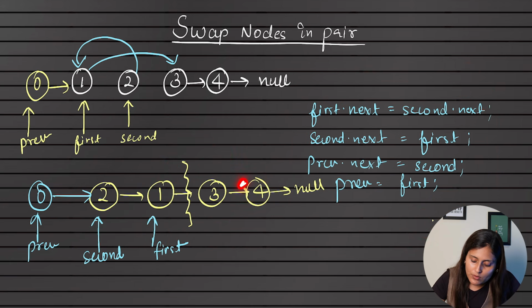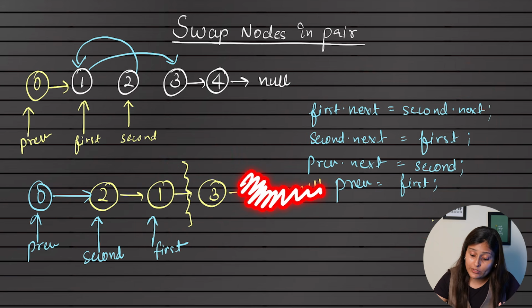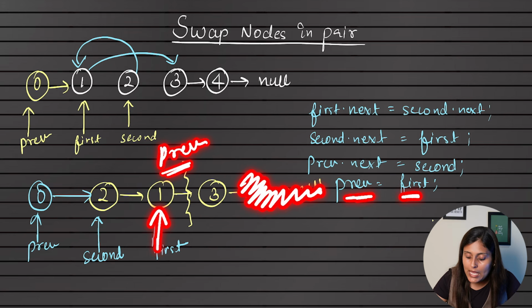Yes. Now suppose 4 is not there. Suppose only 3 is there. Where is your previous? It is at first. Why? Because you just shifted your previous to first. Now previous dot next is there, but no further node is there, means 1 and 2 have been swapped. Do you think 3 needs to be swapped with someone else? Think again. No, correct.